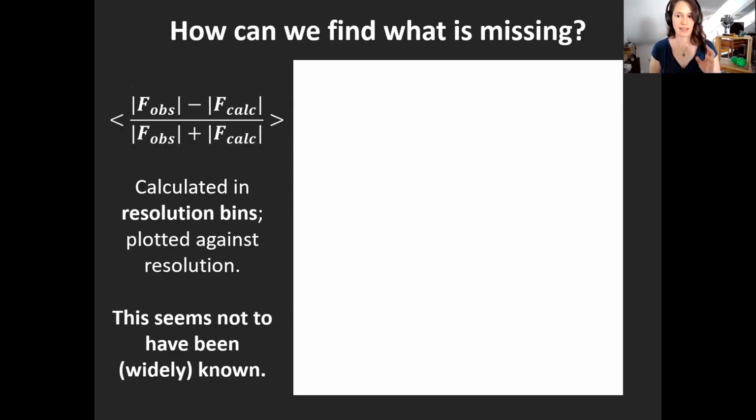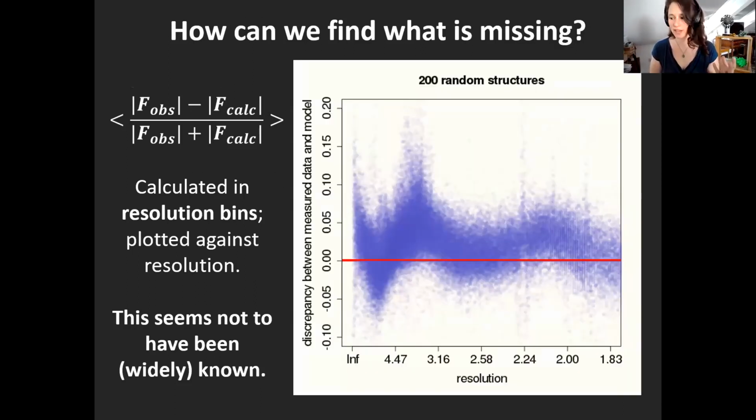And one way to look at this, which I kind of failed at, which is why this is not published, is you can look at the difference between FOBS and FCalc against resolution. If you calculate this in resolution bins for, in this case, 200 random structures from proteins, you can see a kind of systematic behavior, meaning that the mismatch between model and data follows a certain regularity in terms of resolution. And with that, in terms of the size of the feature that is causing the difference. But what is that feature?